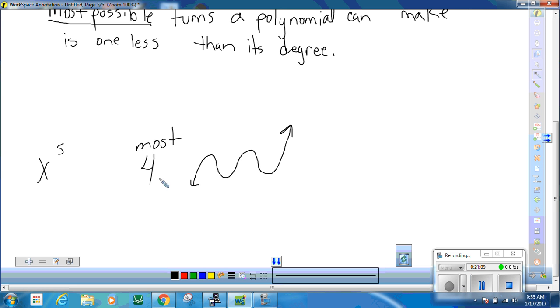However, that doesn't mean any amount. If it had 3 turns, 1, 2, 3 turns, then its end behavior would be wrong. Remember, it's odd. It says that the ends have to be going in opposite directions. So 3 turns doesn't work. That wouldn't get its end behavior going in the right direction. However, 2 turns could be a possibility, because I could turn once, turn twice, and I'd still get the correct end behavior, and it is still less than 4.